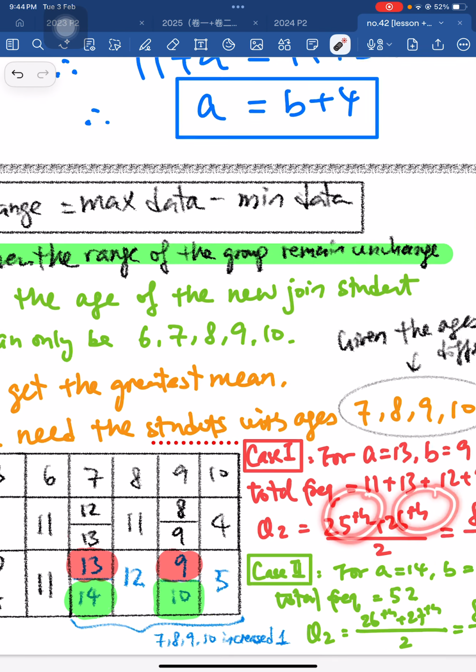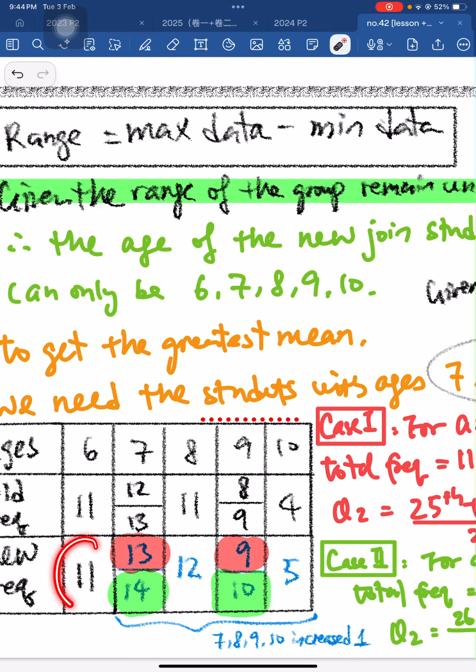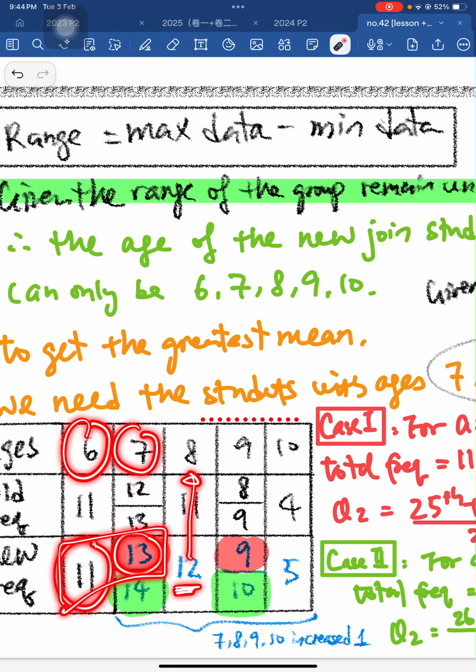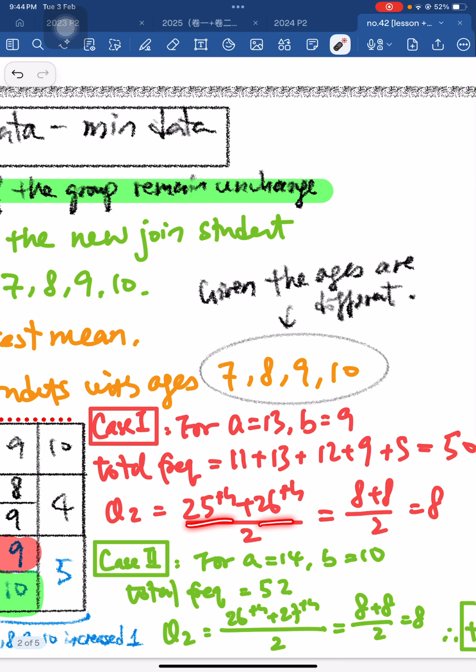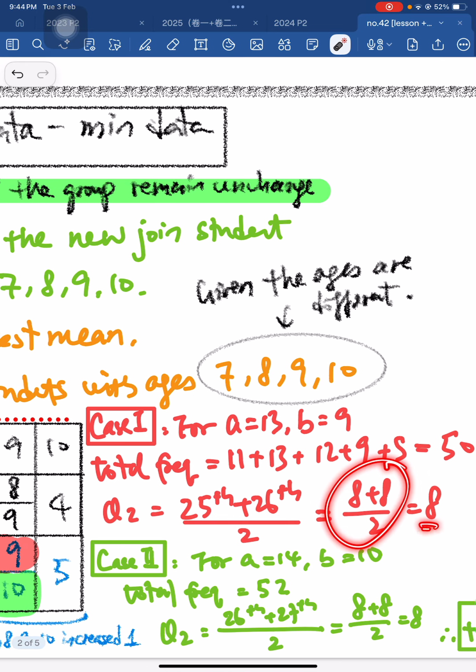So you can see from here, what is the 25th data? The first 11 data are going to be 6, and the next 13 data are going to be 7. So these two adding up already account for 24 data, which means that the 25th data must be 8. And since the 25th data is 8, the 26th data must be 8 as well. So 8 plus 8 divided by 2 gives you 8.